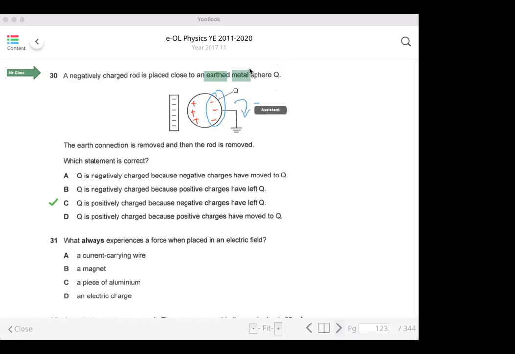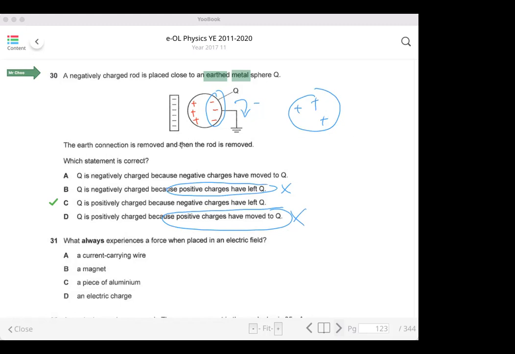What happens is the negative charge will go down to earth to neutralize it. And then finally, when you remove the earth, you're only left with the positive. So the answer is C. Q will be positively charged because the negative charge has left Q. Clear so far? Another thing you need to know: positive charge cannot move. So things like this are wrong. Clear so far?